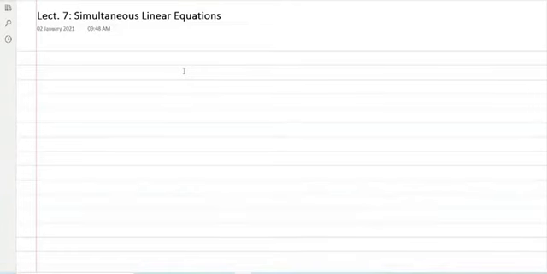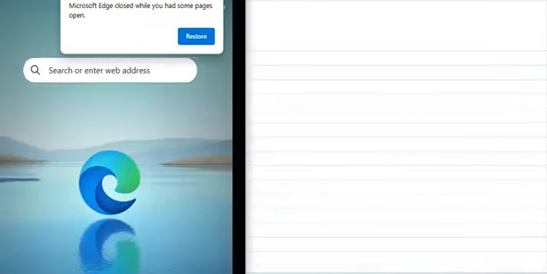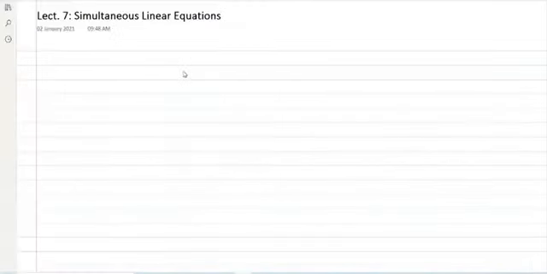Simultaneous linear equations. Suppose you have given an equation. What is meant by linear equation? System of linear equations.